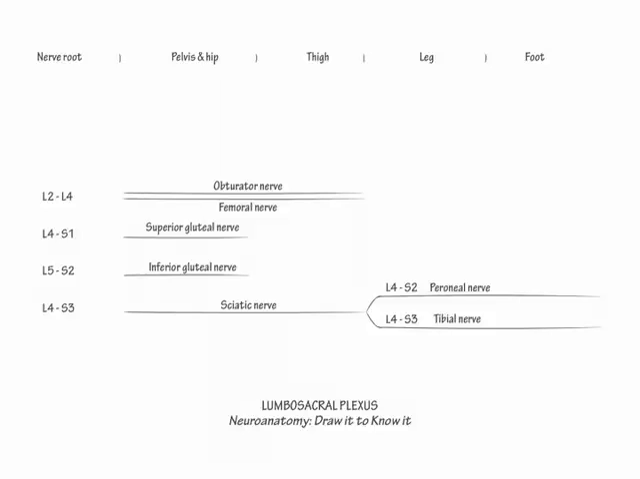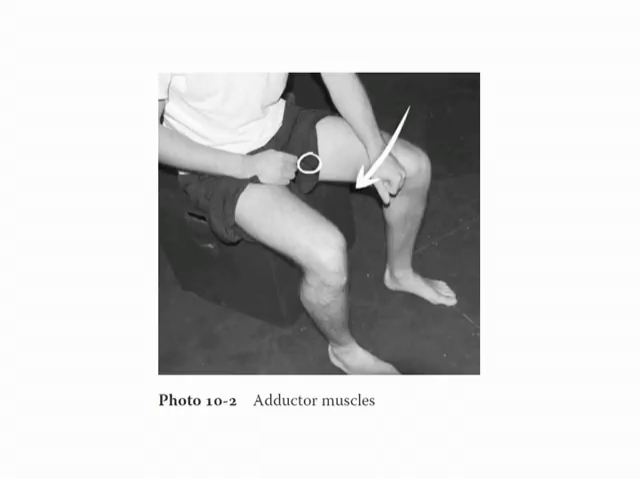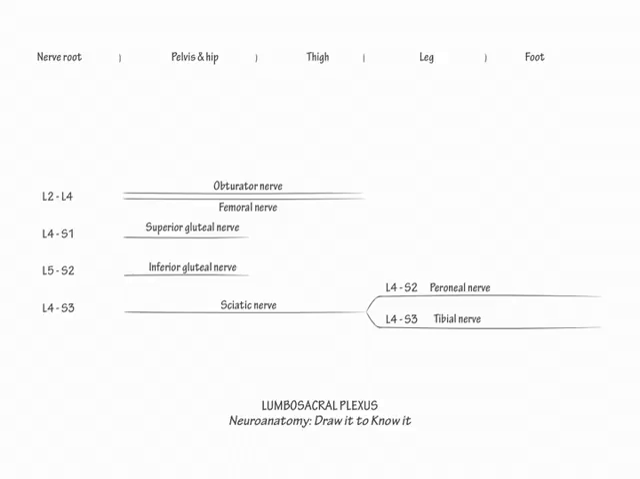The obturator nerve innervates the adductor muscles of the thigh, which are adductor longus and adductor magnus. Bring your thighs together to activate these adductor muscles. We will draw the targets of the femoral nerve in a separate chapter. The peroneal nerve also supplies adductor magnus.